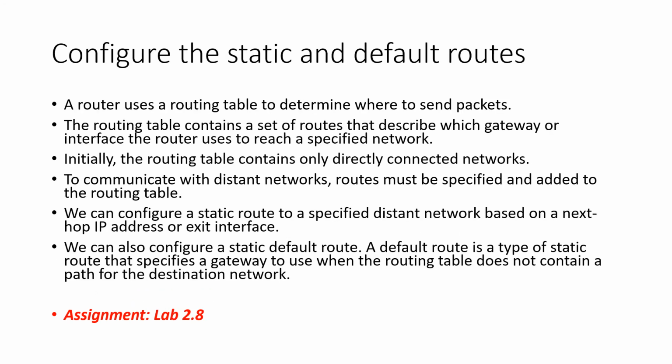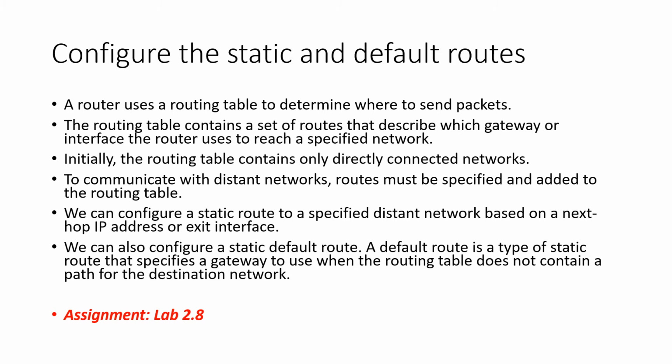Configure the static and default routers. A router uses a routing table to determine where to send packets. The routing table contains a set of routes that describe which gateway or interface a router uses to reach a specified network. Initially, the routing table contains only directly connected networks. To communicate with distant networks, routes must be specified and added to the routing table.